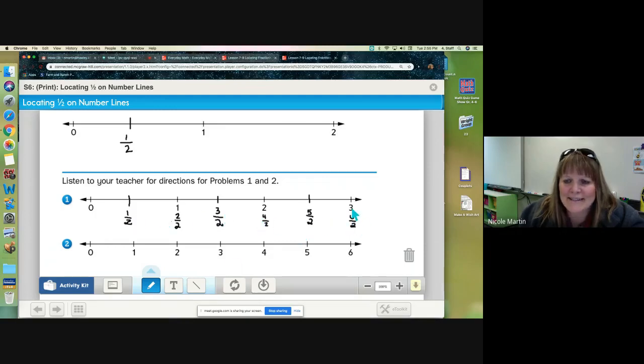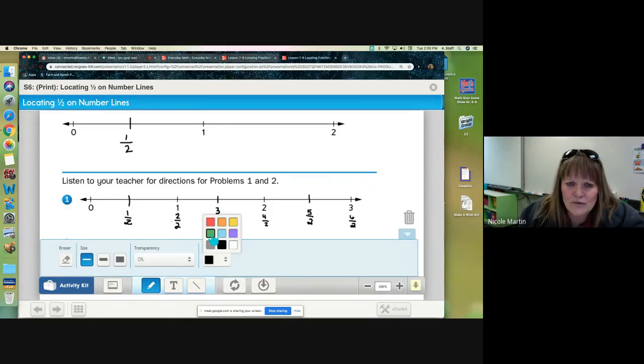Now, 6/2 is the same as saying 3. 4/2 is the same as saying 2. Now, if you want to get a little more technical, you could write a mixed number by some of these. So if we look at here, 3/2 is really 1 whole. And then this area from there to there is a 1/2. So 3/2 is really 1 whole and 1/2. So 1 and 1/2. This is called a mixed number.